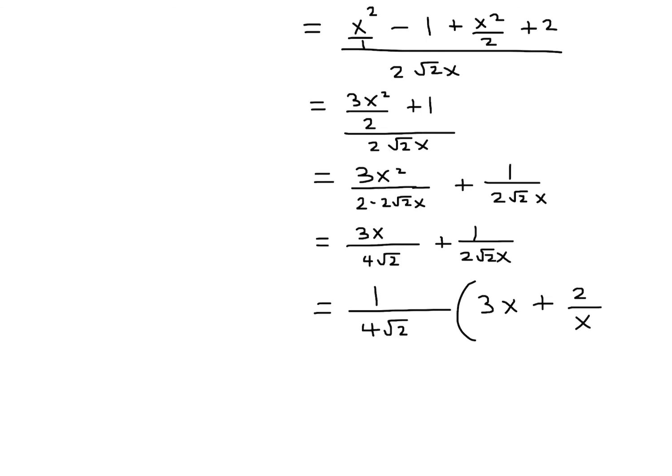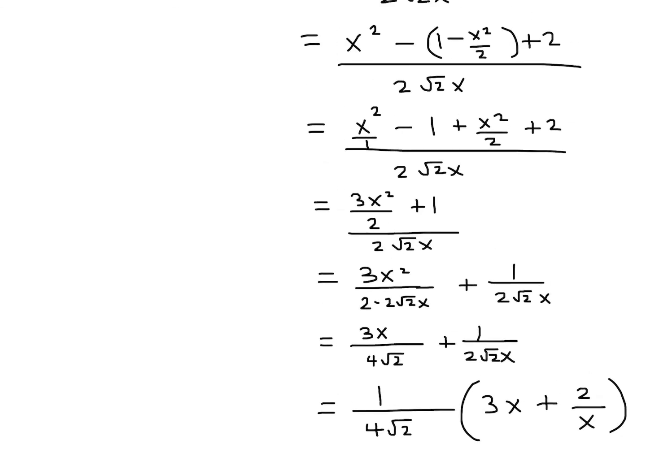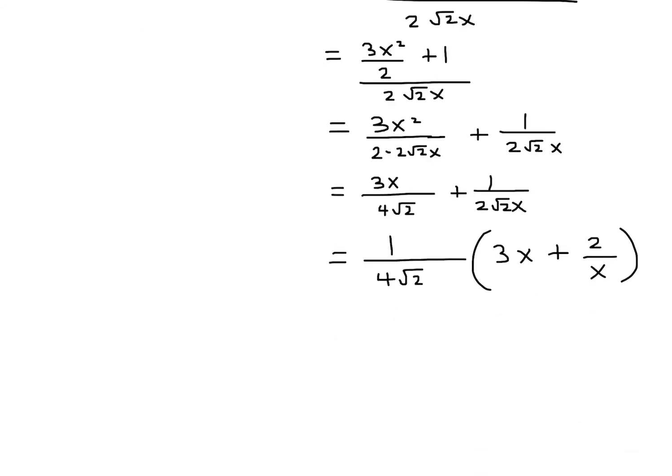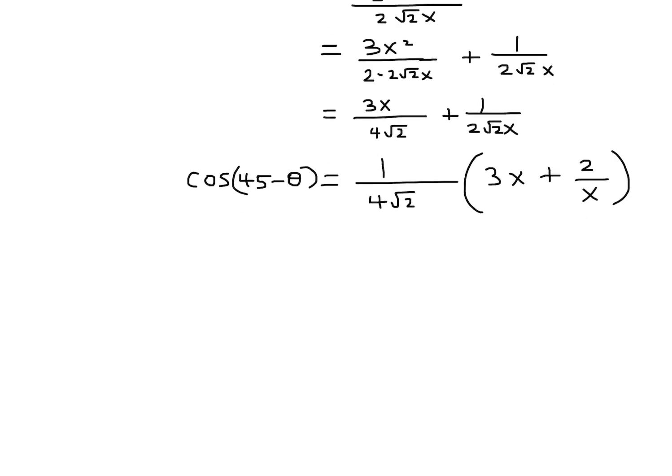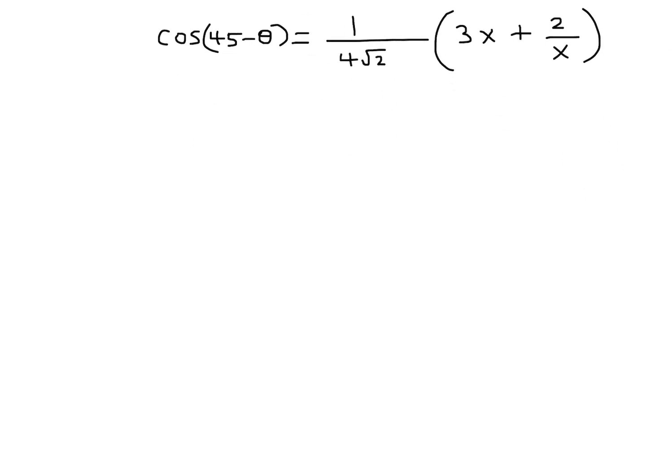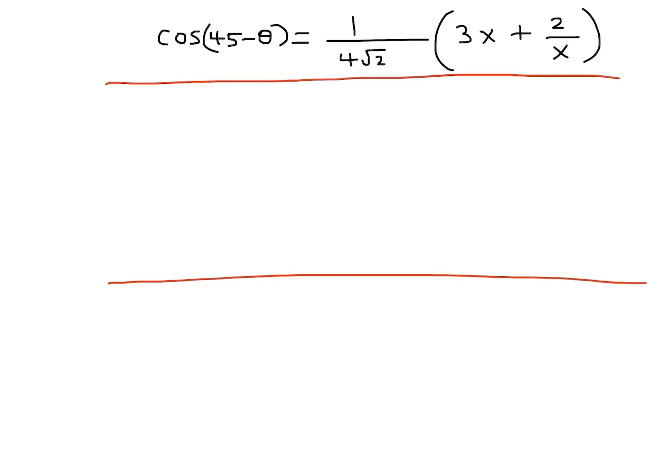Yeah. And that's it. That's about as far as we can go. And let's not forget what it was, cos(45 minus theta). Okay? Now at this point, there's a little bit of trickery that we need to do. And before I continue, I have to sort of explain it. Otherwise, it'll be very difficult to understand.